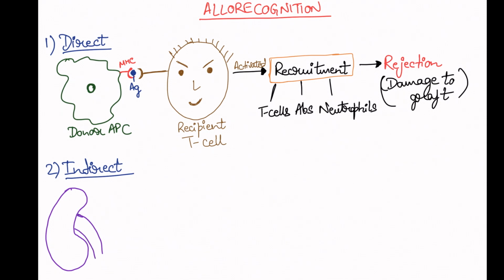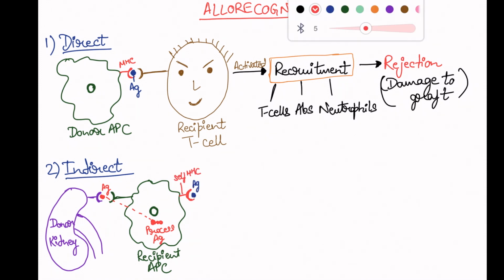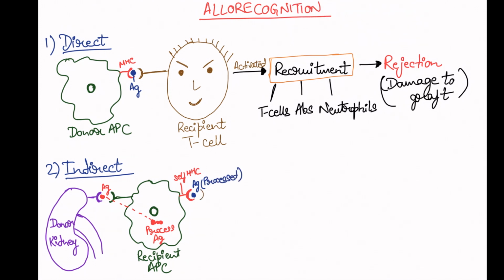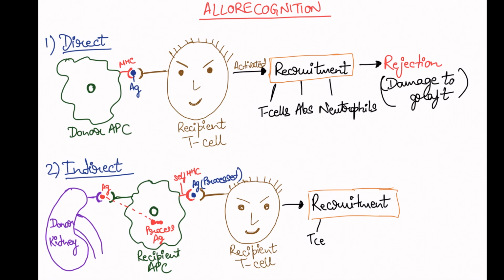The second type is the indirect allorecognition. Let's imagine that we have a donor kidney that has a lot of antigens, and one of them is the red antigen as presented in the figure. This time the recipient antigen presenting cell will recognize the antigen, engulf it and process it. After processing, this antigen will be presented by the self MHC molecule. Then the same story: the brown cell, which is the recipient T cell, will recognize the antigen, and once activated, it will recruit other cells like T cells, antibodies and neutrophils, leading to rejection.